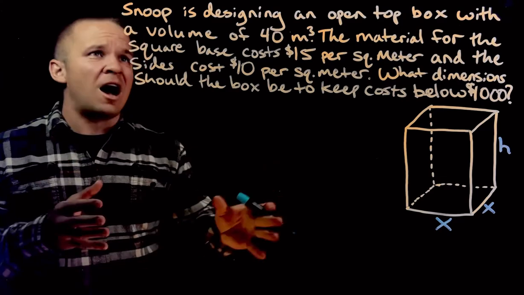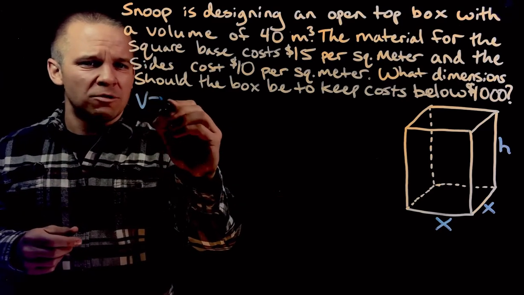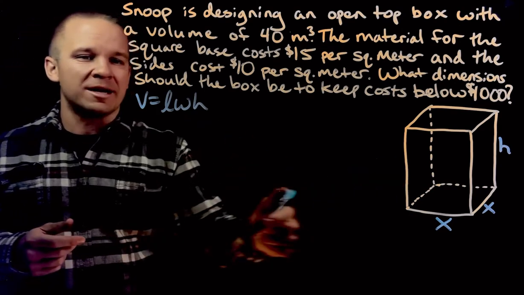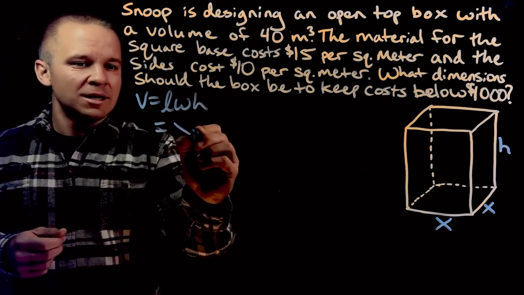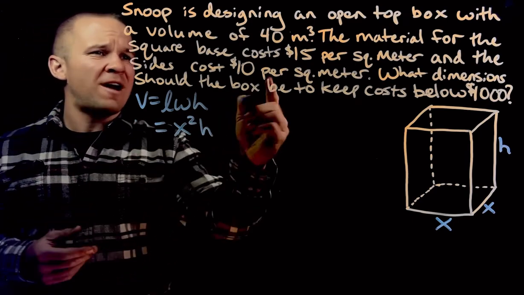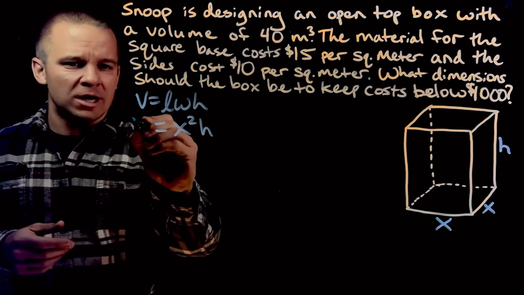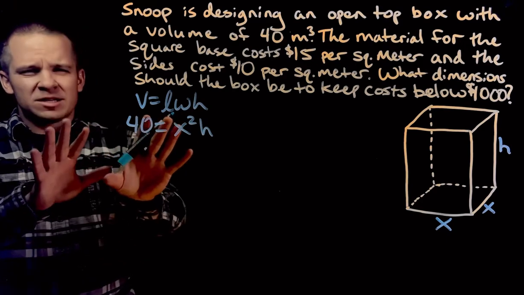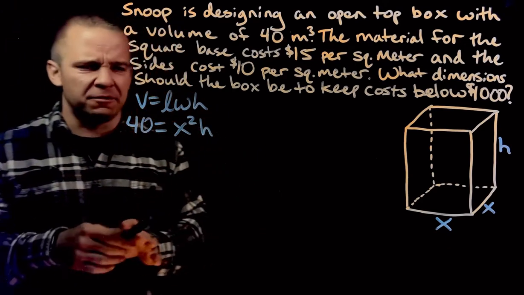So I know my volume is equal to length times width times height, right? My length and width are both X and X, and my height is going to be just the height, H. And what is my volume? Well, my volume here is 40 cubic meters, right? So we'll say this is going to equal 40. Let's put a pause on that for a sec here.